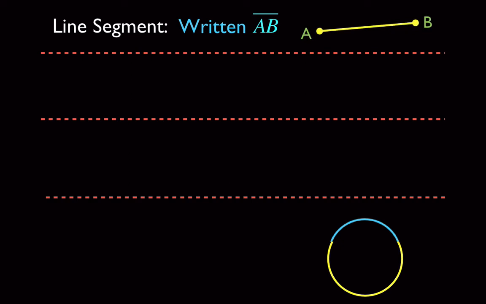A line segment is just a line that has two endpoints, so it doesn't go on forever in either direction. In this case, they're A and B, so I've written it as AB with a line over it. Basically, it's a line segment on top of it. The same is true for all of them.